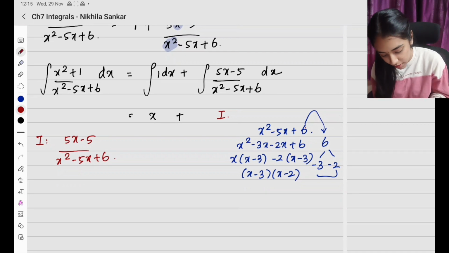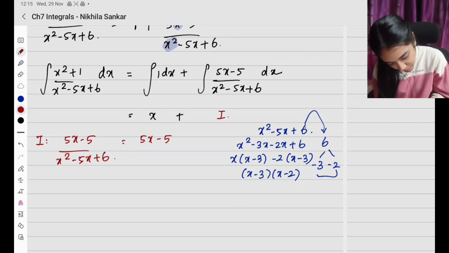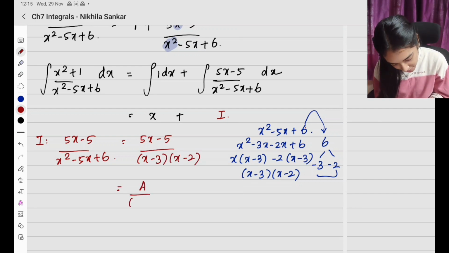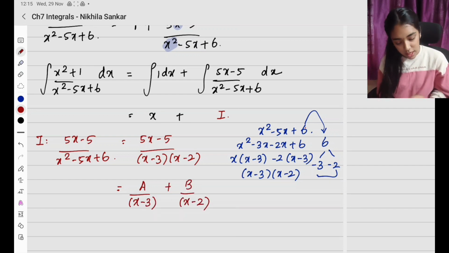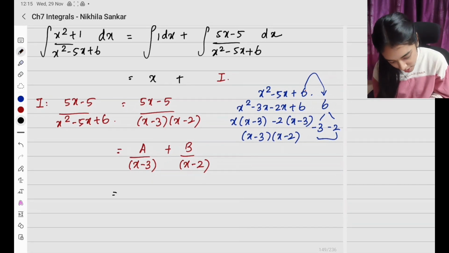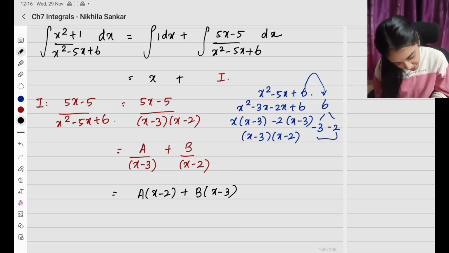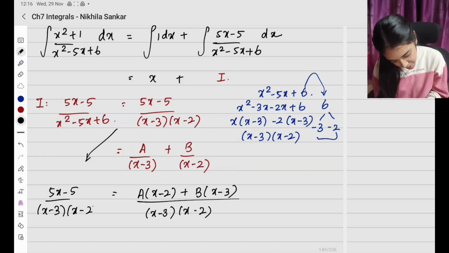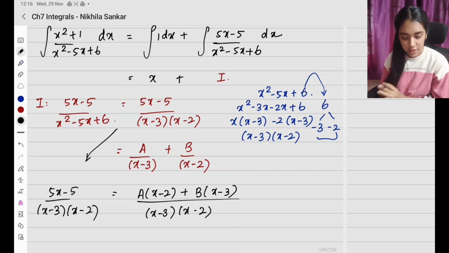Okay, splitting the middle term panna inga enna vandhudu, basically this is going to be 5x minus 5 divided by x minus 3 times x minus 2. So this I'm going to split it as a divided by x minus 3 plus b divided by x minus 2. Now I need to take the LCM. So LCM edutha enna agum, I have a times x minus 2 plus b times x minus 3, the whole divided by x minus 3 times x minus 2, which is nothing but 5x minus 5 divided by x minus 3 times x minus 2. புரிஞ்சுதா? So this is my first step.